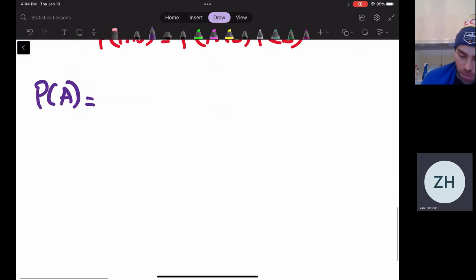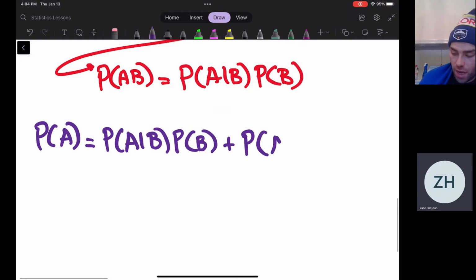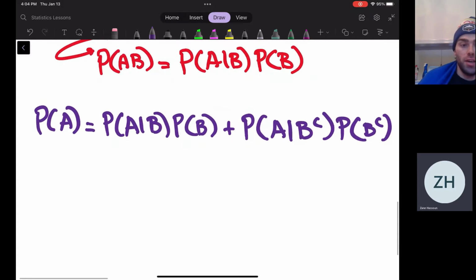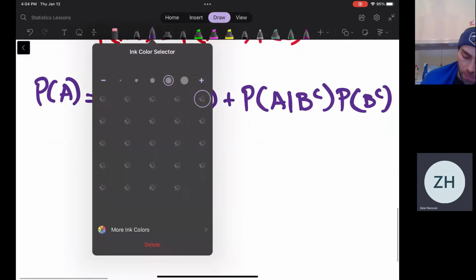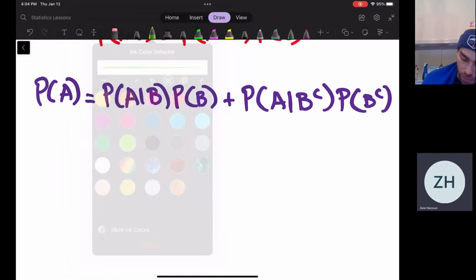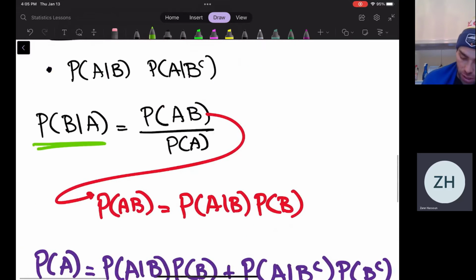So the probability of A given B times the probability of B plus the probability of A given B complement times the probability of B complement. And therefore, we'll connect all of these things together to get our new solution to the question above. So, the solution to here.